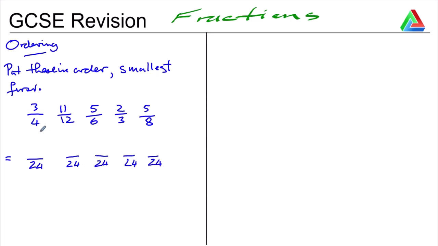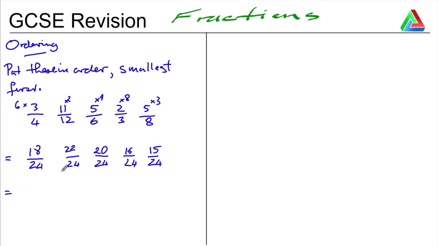So 4 into 24 is 6 times, so 6 3s are 18. So this is 18/24. 12 goes into 24 2 times. 2 times 11 is 22. 6 goes into 24 4 times. 5 times 4 is 20. 3 goes into 24 8 times. 8 2s are 16. And 8 goes into 24 3 times. 3 5s are 15. So we make them equivalent fractions with the same common denominator.